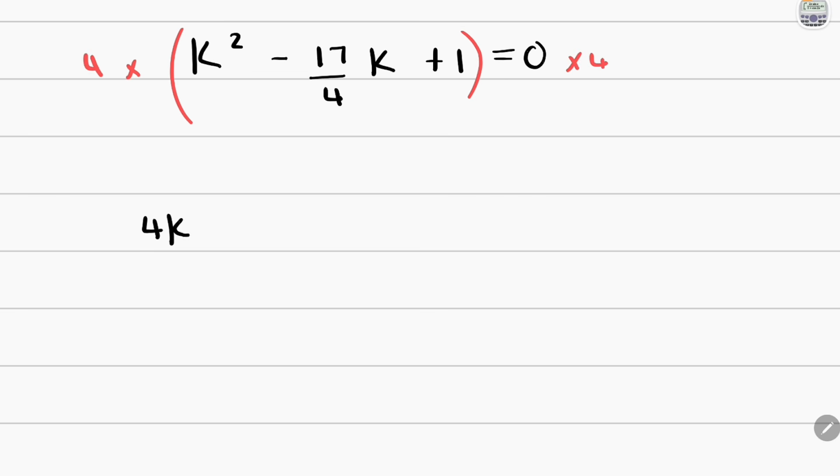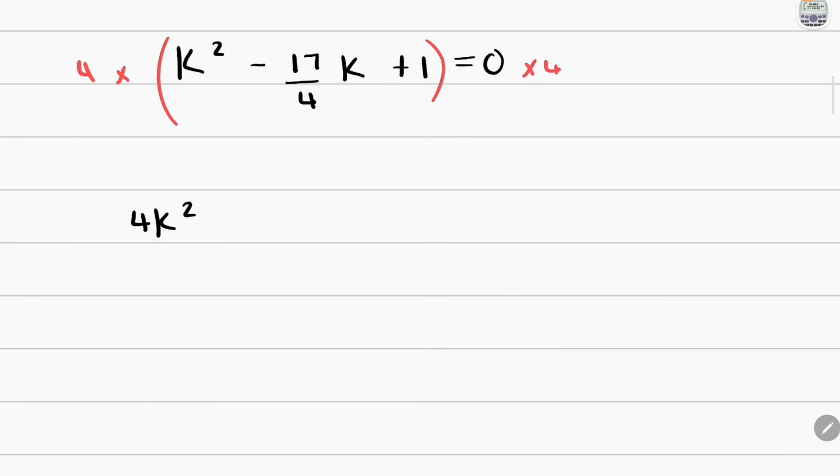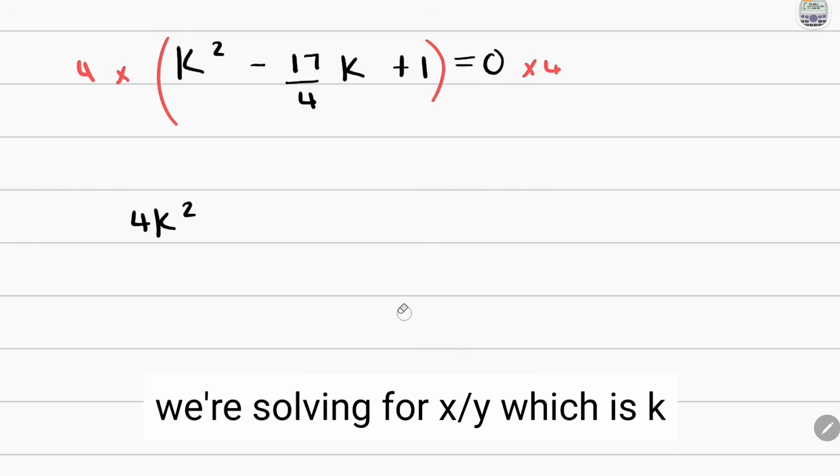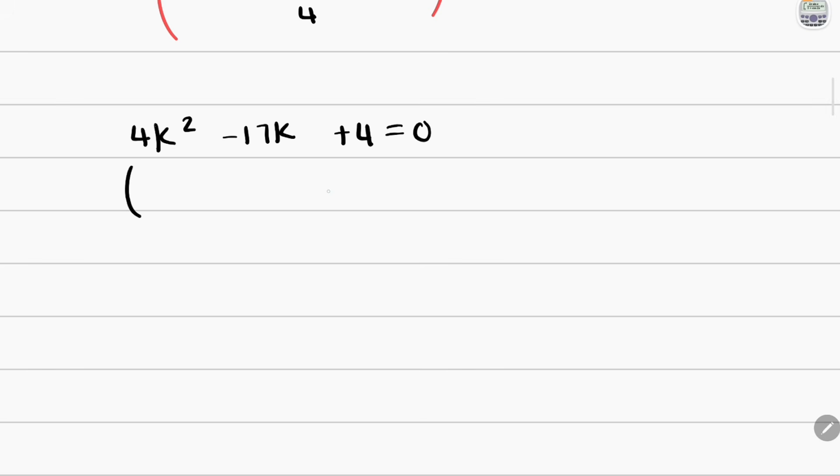So we have 4k squared. It's kind of risky to do this because you're kind of wasting time, since it may not factorize at the end of the day, but we'll see. But I doubt that it wouldn't because they said x over y. So 4k squared. And then when we multiply here, you see that the 4 and 4 will cancel. And we have negative 17k and positive 4 equals 0. And now we can factorize.